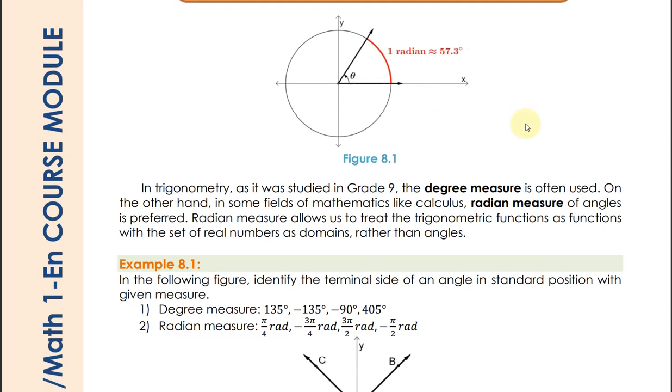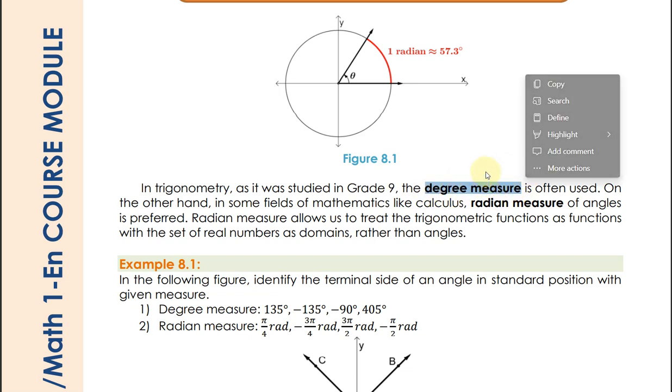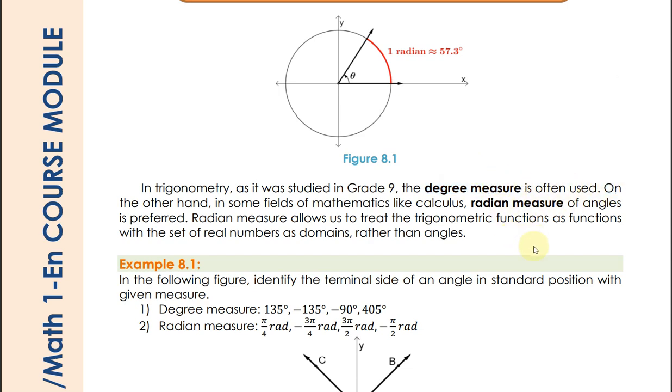So in trigonometry, as it was studied in grade 9, the degree measure is often used. So we have been using degrees since grade 9. On the other hand, in some fields in mathematics like calculus, radian measure of angles is preferred. When you take calculus, the measure usually used is in radians. So if you're going to use your calculator, you need to switch your mode from degrees to radians.